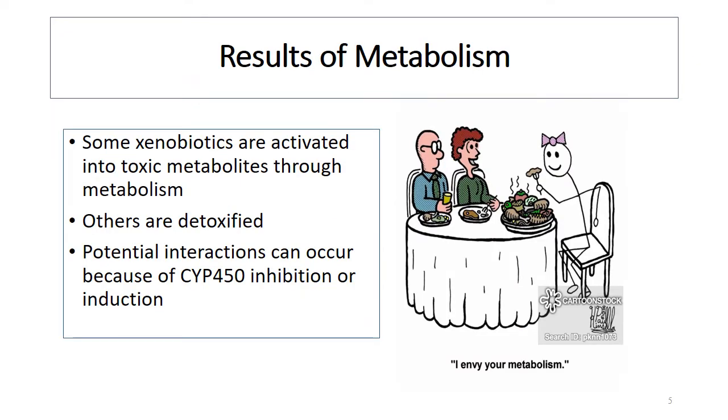So the results of metabolism are that some xenobiotics are activated into toxic metabolites through metabolism. And this is within perhaps the domain of toxicology. And we shall see one or two examples as we go through this. And some other xenobiotics are actually detoxified. And whenever we talk about metabolism, there's always the potential for interactions which can occur because of what is called the cytochrome P450 enzyme system, which can either be inhibited or induced. But we'll talk a bit more about this in slides to come.